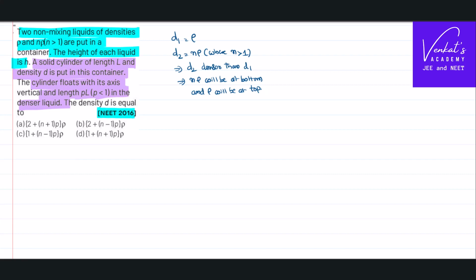So if I have to draw the diagram, let me draw it and tell you what he is telling you. There is a big container which has two liquids, each of height h. This is liquid 1, the upper one, and this is liquid 2.